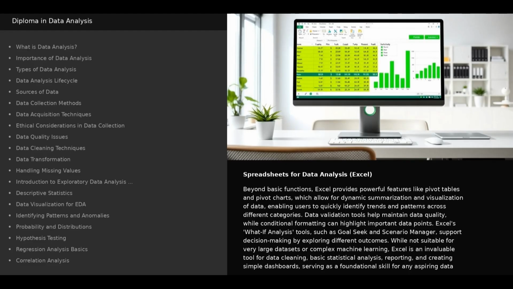While not suitable for very large datasets or complex machine learning, Excel is an invaluable tool for data cleaning, basic statistical analysis, reporting, and creating simple dashboards, serving as a foundational skill for any aspiring data analyst.